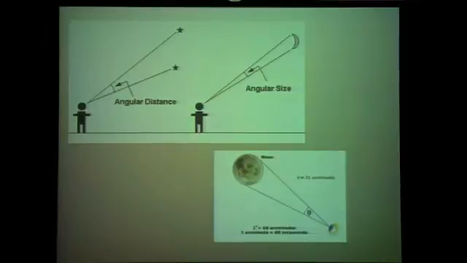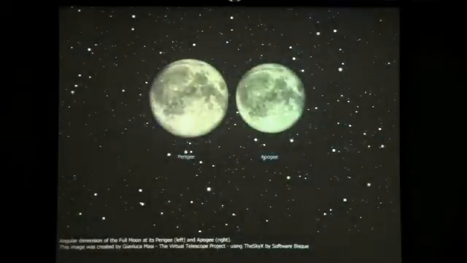The full moon is about half a degree across, about 30 minutes of arc across, about 1,800 seconds of arc across. The full moon changes in size depending on where the moon is in its orbit. The moon is not in a circular orbit. The moon's orbit is elliptical. Sometimes the moon is further from the Earth. Sometimes the moon is closer to the Earth.